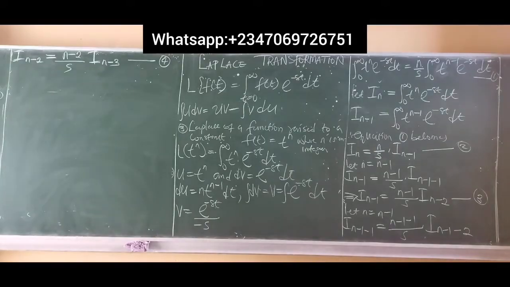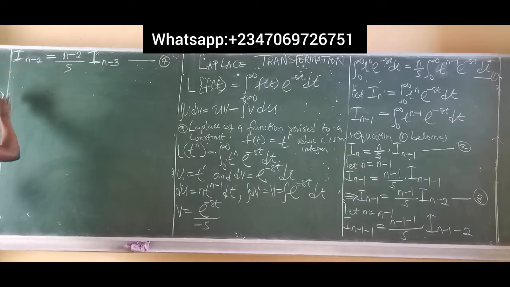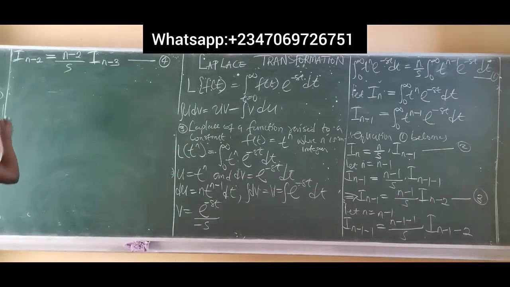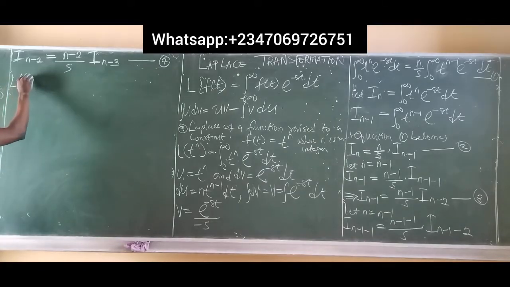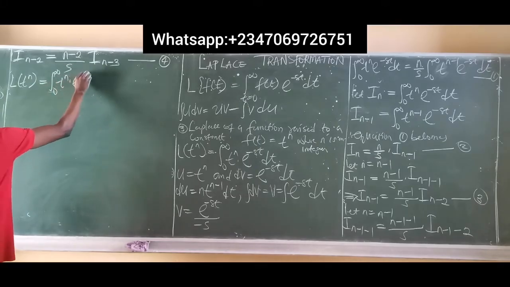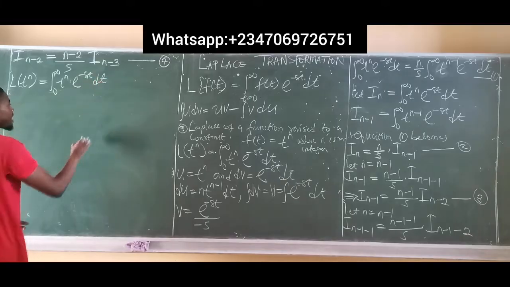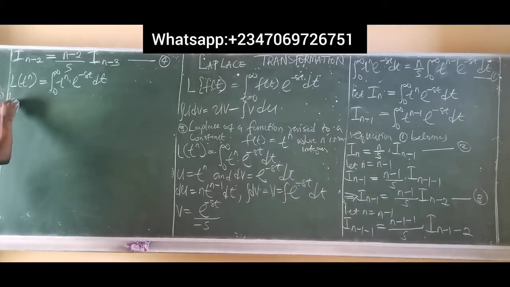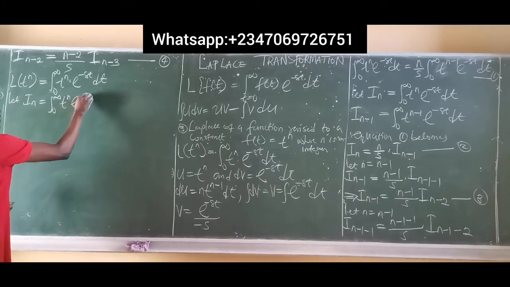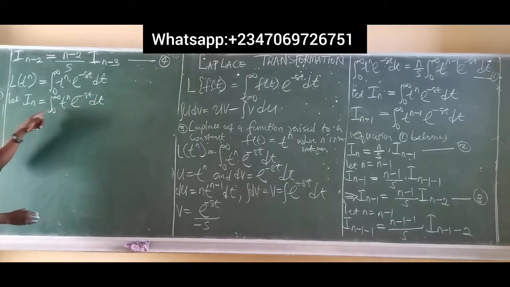Okay, so we can go on considering when n is taken as n minus 1 as much as you want. But let's start from the beginning. Recall we said we are looking for the Laplace transformation of t to the power of n. And we said this is equal to the integral from 0 to infinity of t to the power of n times exponential minus st dt. And we now said let I n be equal to the integral from 0 to infinity of t to the power of n exponential minus st dt. We call the whole of this I n.